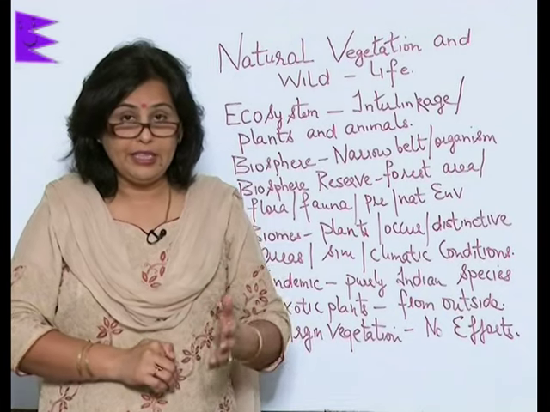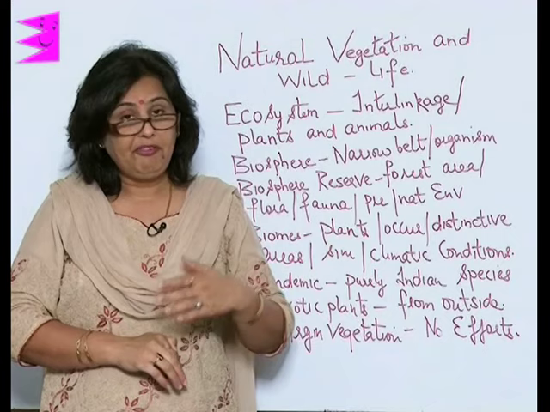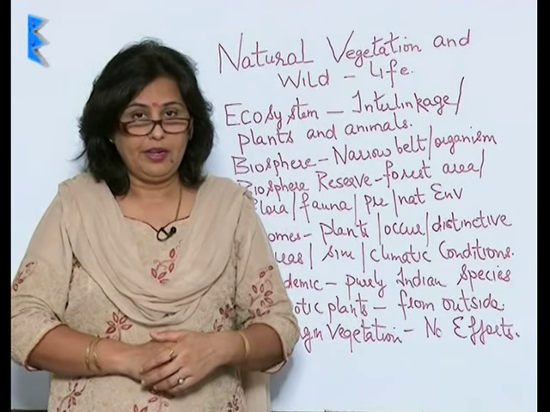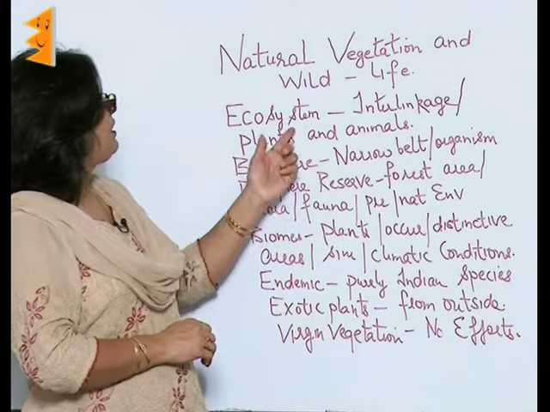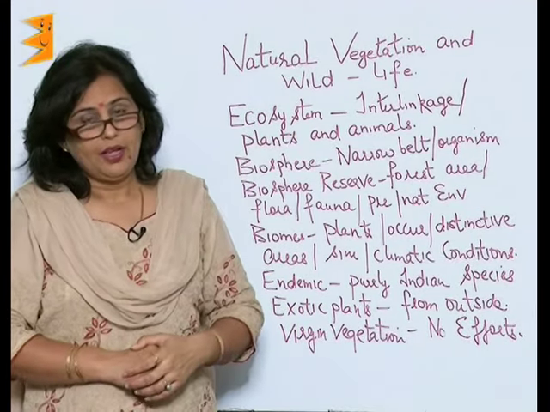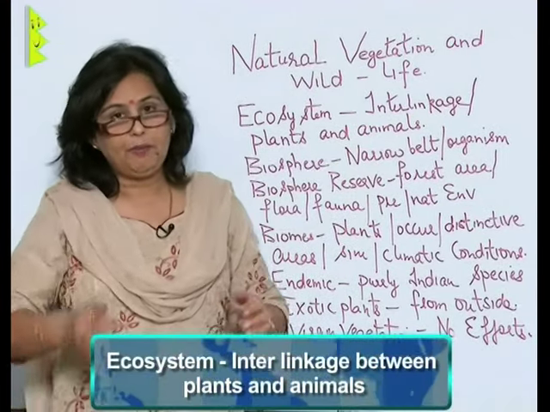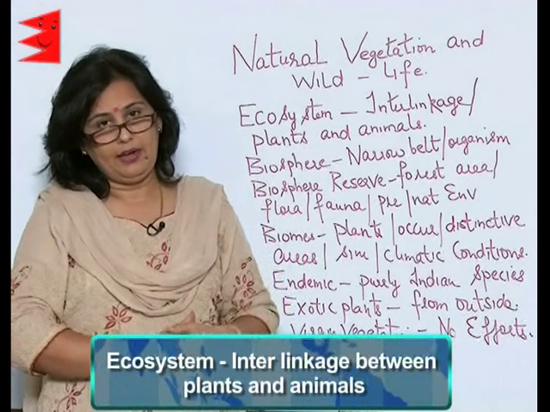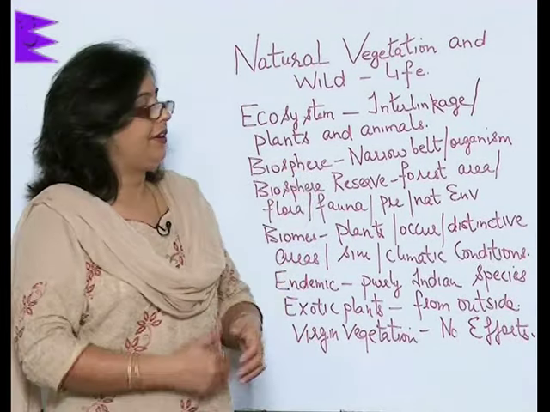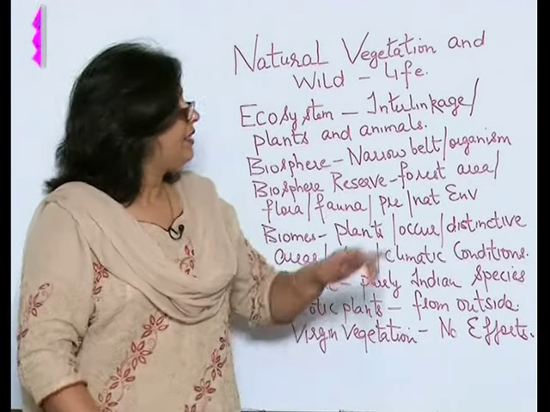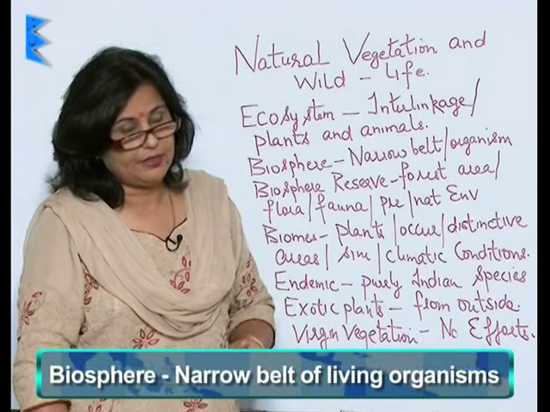Now, I will be talking in detail about those various factors, but before I start with the chapter, let's revise the difficult terms. The first is ecosystem. Ecosystem is in fact the interlinkage between plants and animals. Next is biosphere. Biosphere is a very narrow belt of living organisms.